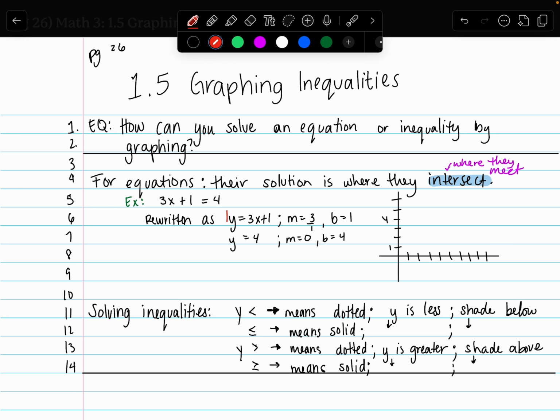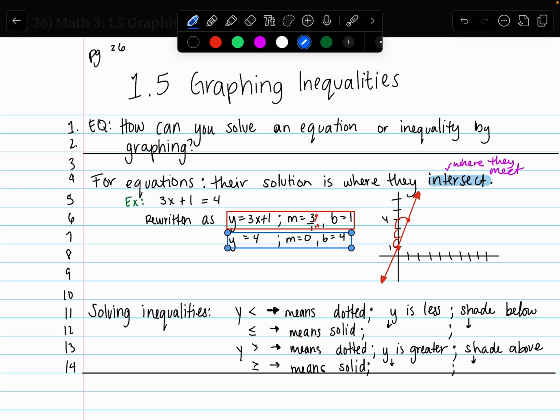So we're gonna deal with the first one, y equals mx plus b. You start with your b, and then you do your slope 3 over 1. You go up 1, 2, 3, and then to the right one, and then draw your graph. Make sure you guys are being accurate here. Okay, and then next we're gonna do y equals 4.